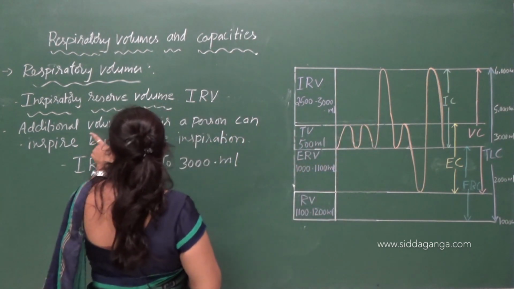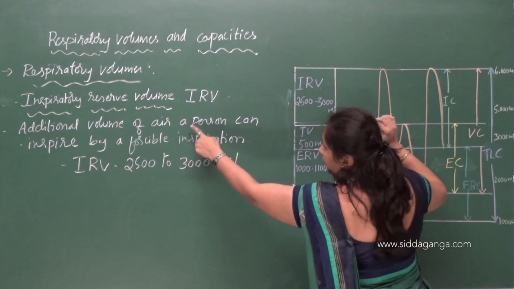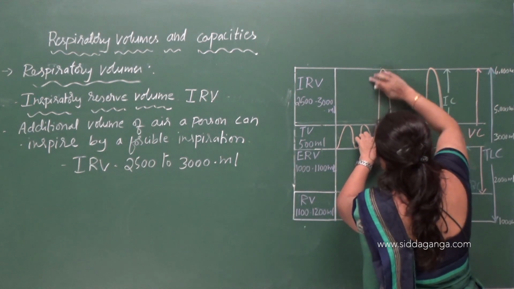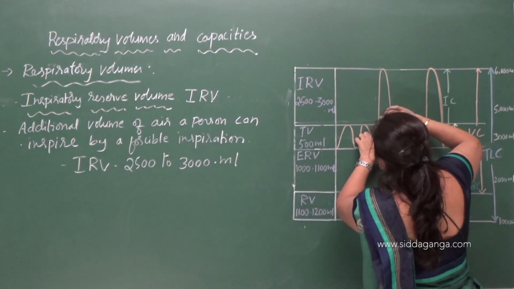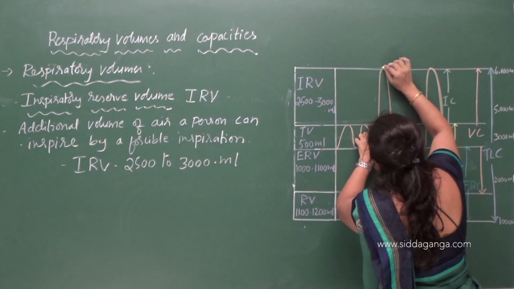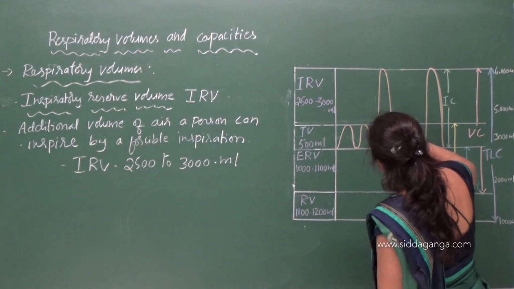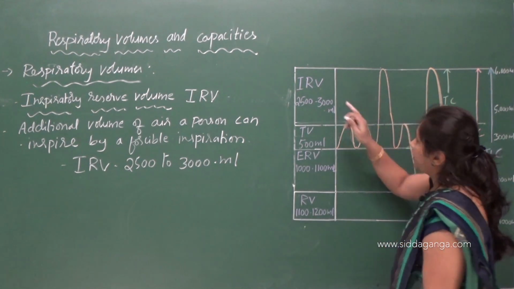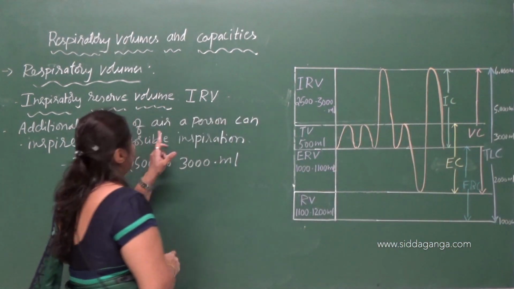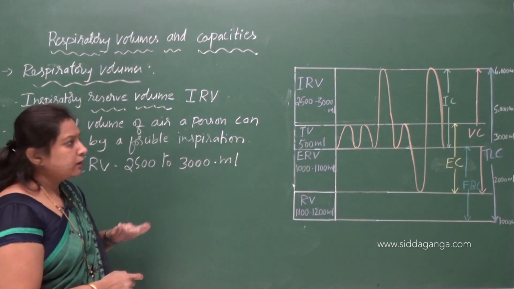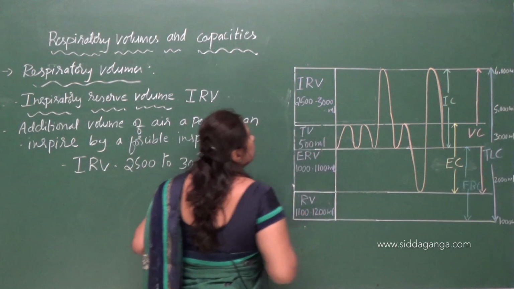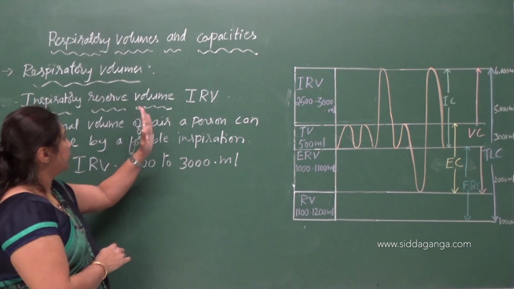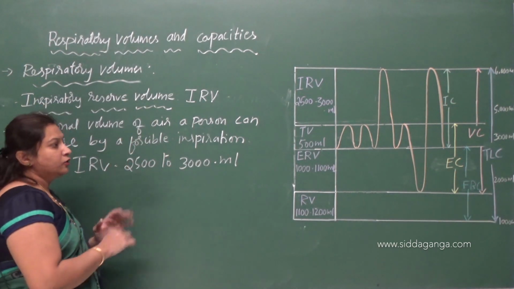Okay, so what is inspiratory reserve volume? It is the additional volume of air a person can inspire by forcible inspiration. See, this is normal inspiration and this is forcible inspiration. Okay, so that is IRV. So it is the additional volume of air a person can inspire by forcible inspiration after normal inspiration. Okay, so that is the inspiratory reserve volume. Okay, so I explain once again.